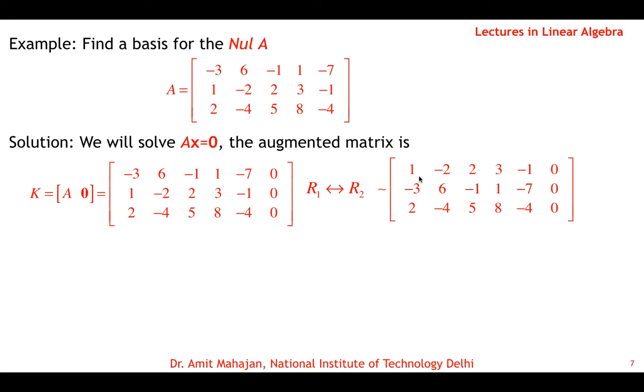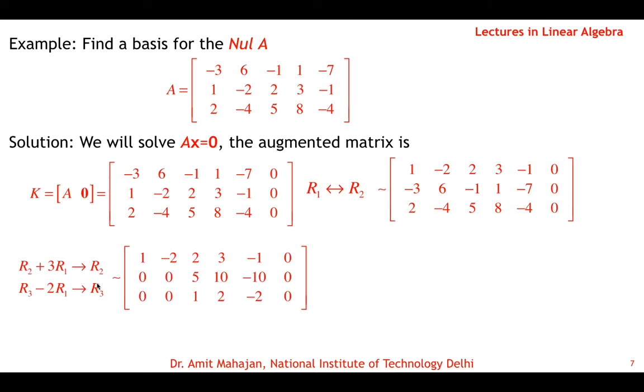Then use this first leading element and make the elements at positions 2,1 and 3,1 zero. So apply row 2 plus 3 times row 1 with the impact on row 2, and row 3 minus 2 times row 1 with the impact on row 3. We have been doing this for the last few lectures, so you easily know this. The impact is on the second row, so the second row elements change, and here the impact is on the third row, so the third row elements change. The first row remains the same.